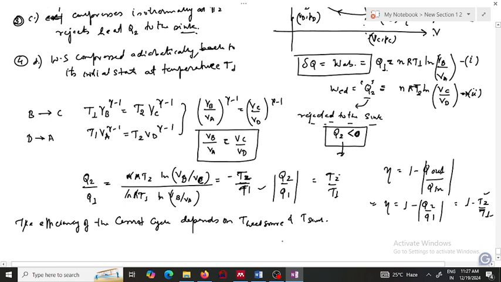Okay. So if we want a large efficiency, we would want the difference between the two to be more. Basically, efficiency eta is T1 minus T2 upon T1. So if this is large, my heat efficiency will be more.